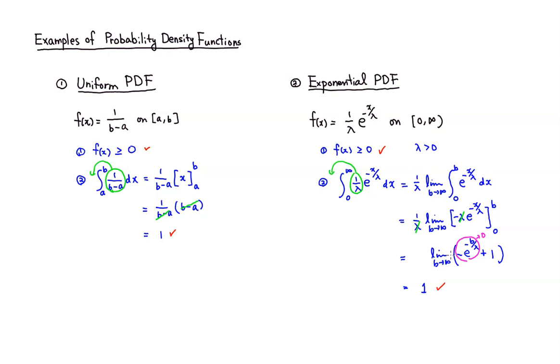Therefore, 1 over lambda e to the negative x over lambda, as long as x is a positive value, is a probability density function. It is called the exponential probability density function. All right, that's it. I hope that this was clear.